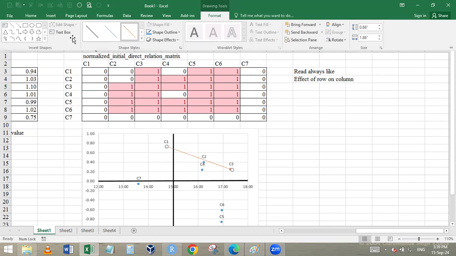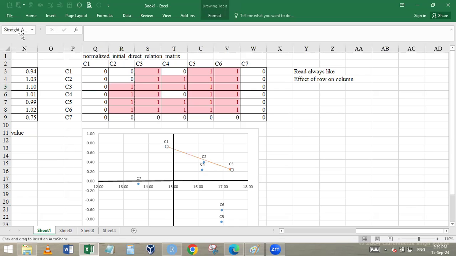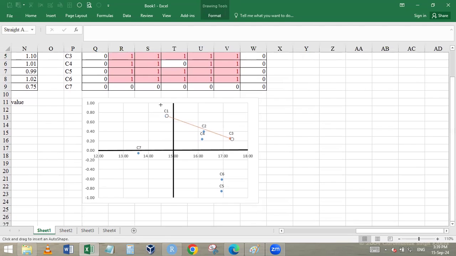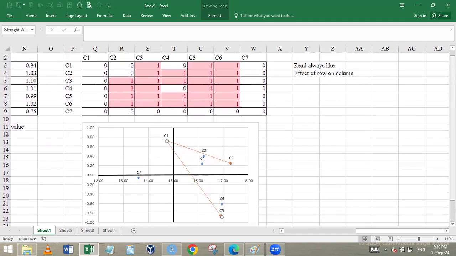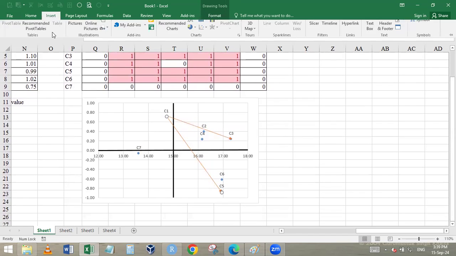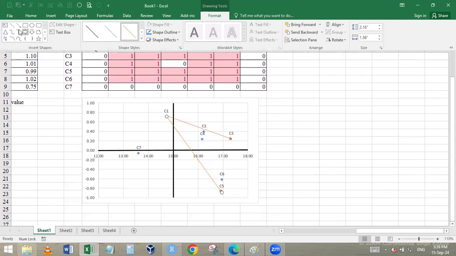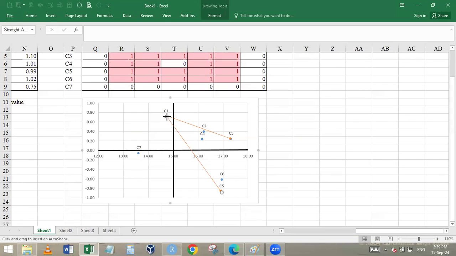Then there's another arrow on C5. So there's an arrow on C5 from C1. From C1, I'm making an arrow on C5. Done. The color is this one. And then from C1, there is an arrow on C6. So insert in the format. This one from C1, I'm doing it on C6 also. There is an arrow.